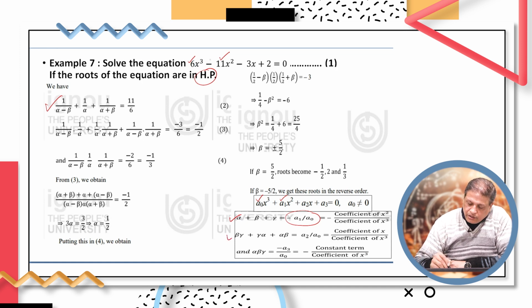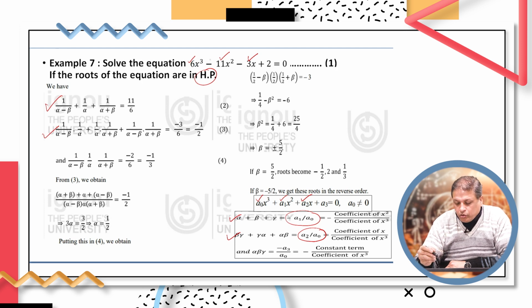On the same lines, if we solve for alpha beta plus beta gamma plus gamma alpha, you substitute the values into this identity, and the outcome should be equal to a2 upon a0. What is a2? a2 is the coefficient of x. In the given equation, the coefficient of x is minus 3. So, minus of minus 3.